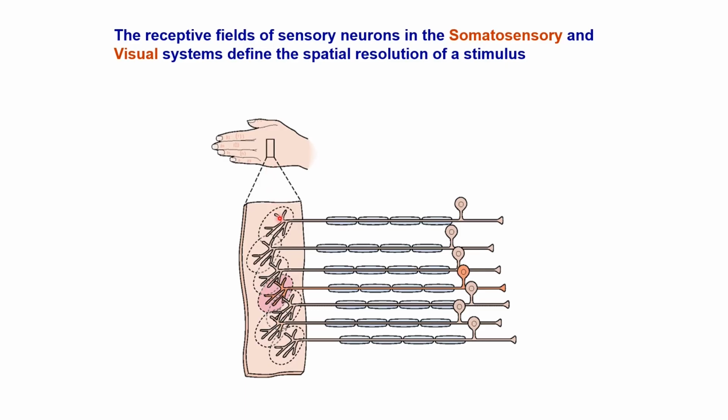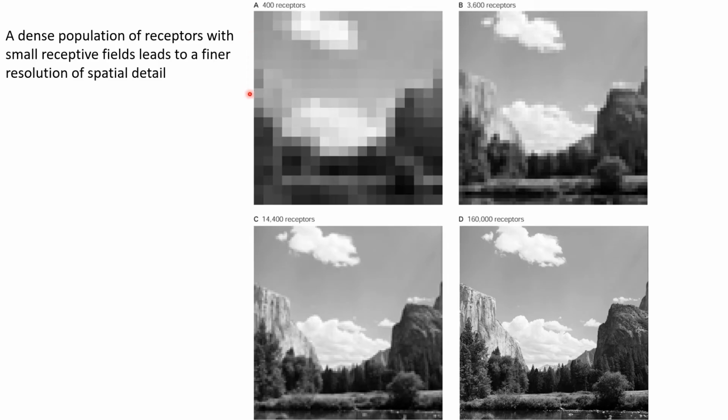And how much detail we can get will depend on how many sensory neurons there are and how small their receptive fields are. So if we have smaller receptive fields, we can get more detailed information. In summary, a sensory system can have higher resolution if it has a dense population of receptors with small receptive fields. And this is not very different from what happens in the case of camera images. So an image with a smaller number of pixels would appear grainy, whereas as you increase the number of pixels, you get more and more quality in the image, even if the overall size of the image remains the same.